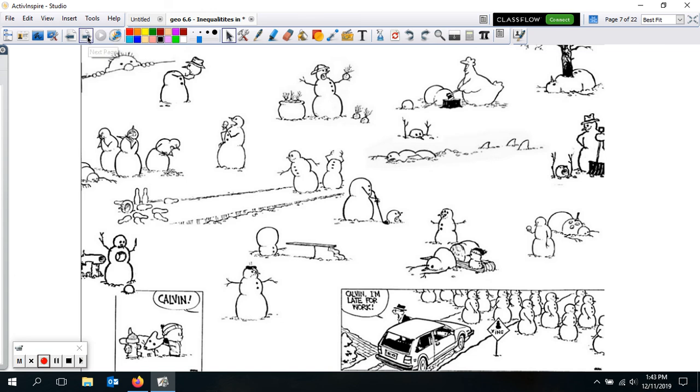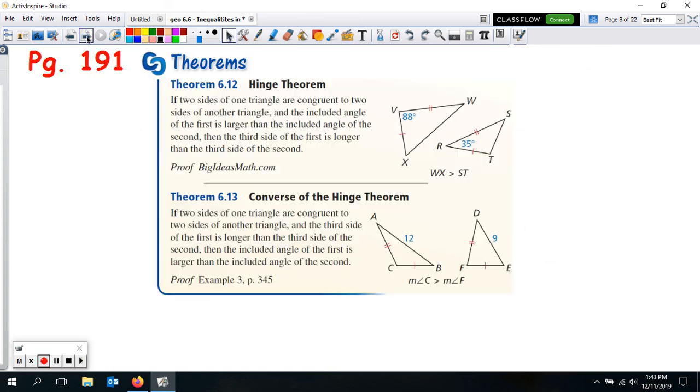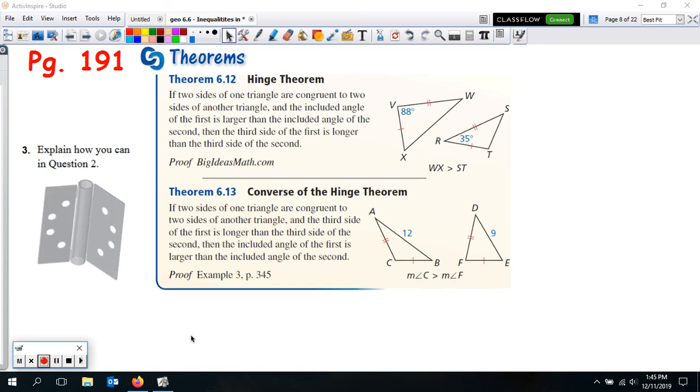All right, so I'm going to move on. And here's what the Hinge theorem is. The reason they use the word hinge is because it deals with a hinge. And actually in your notes, right on page 190, it shows you a hinge. So it has this picture here. This is a picture of a hinge.